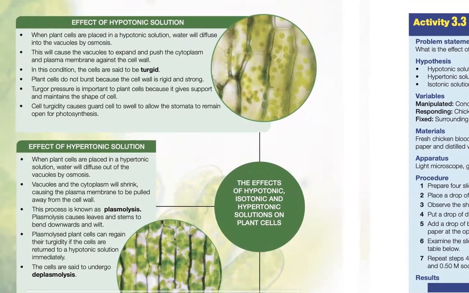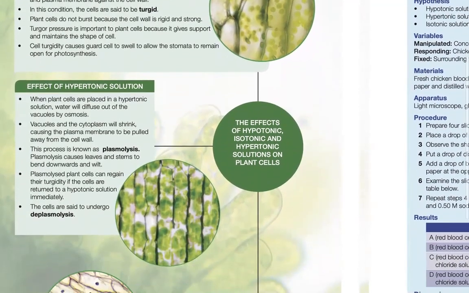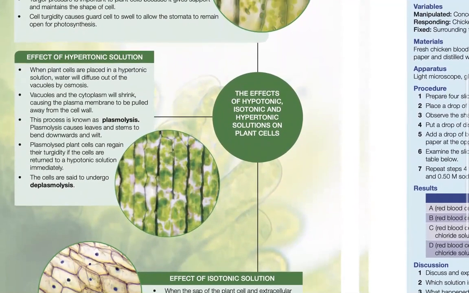Okay guys, so that's all for hypotonic solution. The next one is hypertonic solution. Hypertonic solution is a solution that has higher concentration of solute. So what happened? You see here. Okay, when the plant cell are placed in a hypertonic solution, the water will diffuse out of the vacuole by osmosis. Ingat the water is stored in the vacuole. That's why water diffuse out from vacuole.